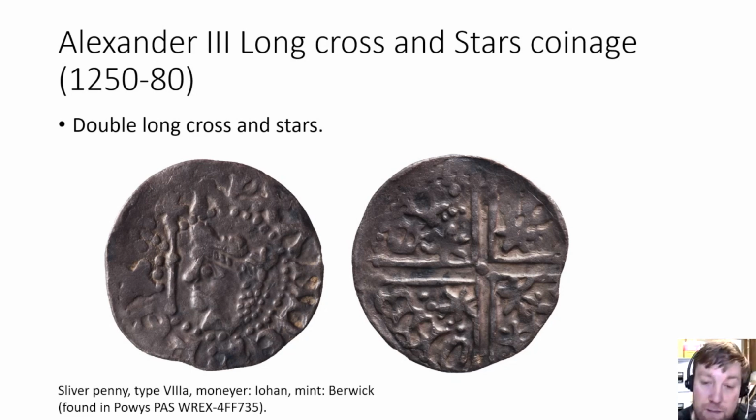The same basic layout is very similar to what we see in the short cross and stars coinage. It names the mint and the moneyer on the reverse, and of course the obverse has a crowned bust facing either left or right with a scepter in front. There are a lot of different varieties in the bust style, which I won't go into today. This double long cross and stars coinage, Alexander III's first coinage, ran from 1250 to 1280. These are relatively common finds both in England and in Scotland. They were produced to the same weight and silver standards as England.